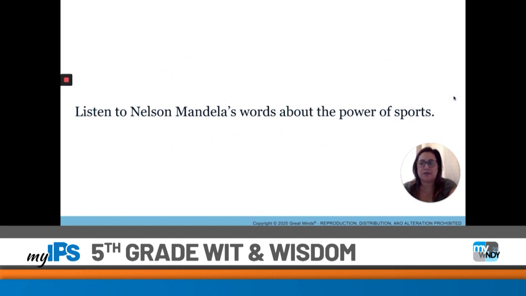Nelson Mandela was the former president of South Africa who died in 2013. He spoke about the power of sports at the 2000 Laureus World Sports Awards, a ceremony held each year to celebrate the achievements in sports around the world. We are going to be listening to a clip from his speech, Nelson Mandela's speech that changed the world.